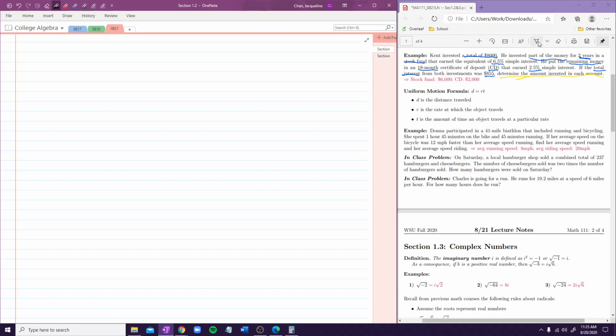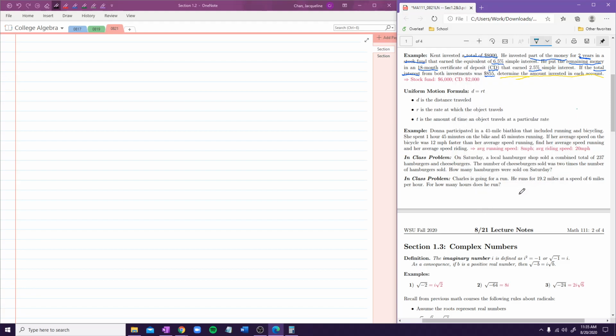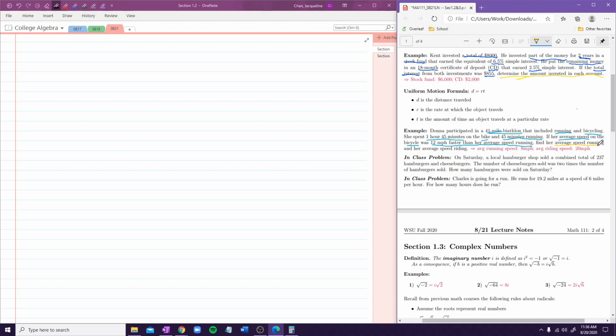Right? So, now let's underline what is useful. She participated in a 41-mile biathlon. So what does that mean? That means that she ran and she biked for 41 miles. She spent an hour and 45 minutes on the bike, 45 minutes running. Her average speed on the bicycle was 12 miles per hour faster than her average speed running. Find her average speed running and her average speed riding. And so our goal is to find these.